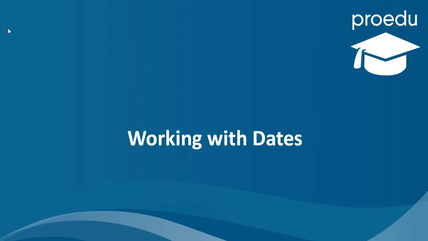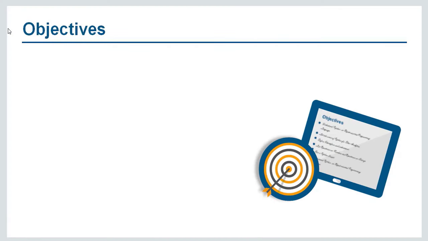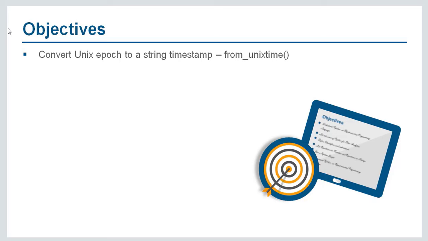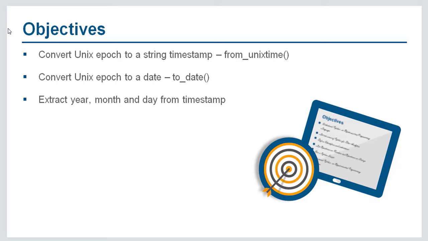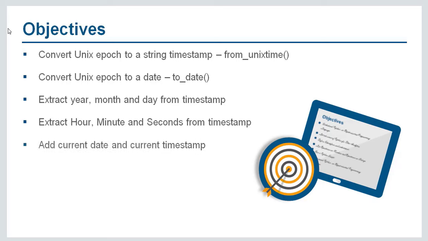Hi all. In this lecture, we will be working with dates using Spark API. Let's talk about the objectives. We will understand how to convert Unix epoch to a string timestamp using the from_unixtime function. We will understand how to convert Unix epoch to a date using the to_date function. We will extract year, month and day from a timestamp value. We will understand how to extract hour, minute and seconds from a timestamp value. And finally, we will add current date and current timestamp as a column in the data frame. So let's start.